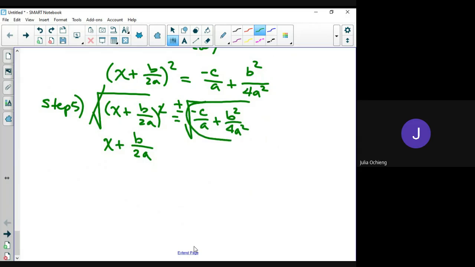I don't want two things in that square root. I want it to be one fraction, not two. So I'm going to need to get a common denominator. So my LCD is going to be 4a squared. So I'm going to have to multiply this first fraction by 4a over 4a. That's going to become negative 4ac. See if you can finish that off and make it into one fraction.